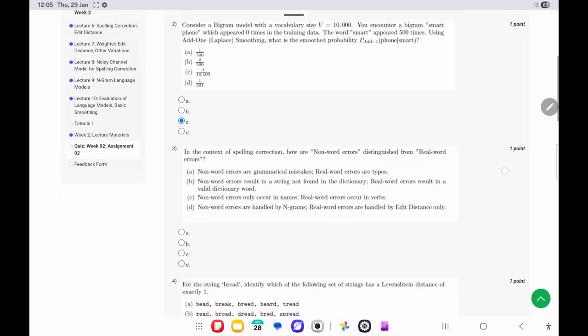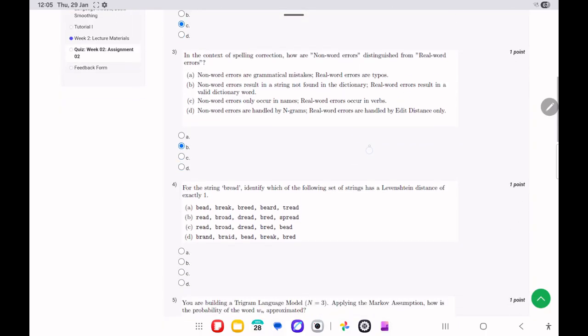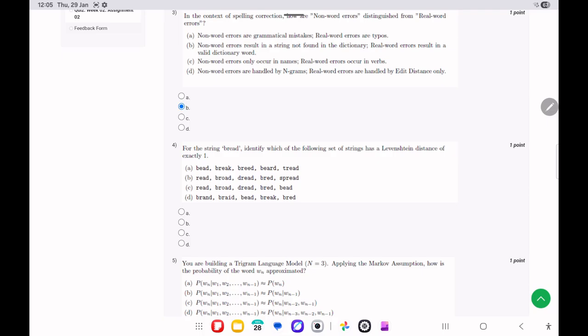Then the third one. In the context of spelling correction, how are non-word errors distinguished from real-word errors? The answer is option B. You can refer to the notes, page number 104. So coming to the next one.